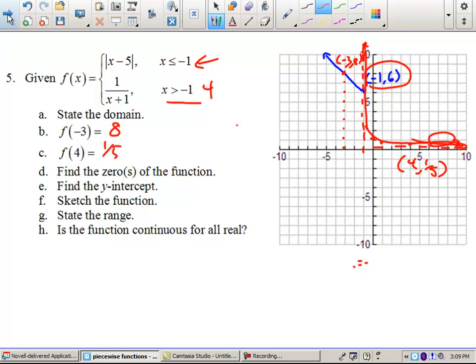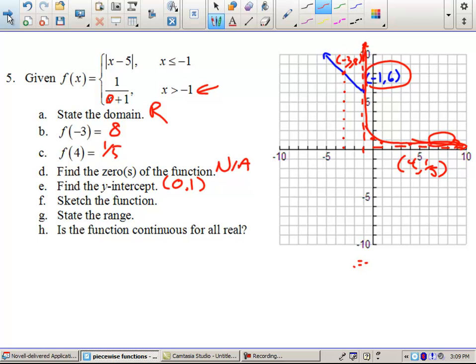The zeros in my graph, well, I never cross the x-axis, not applicable. The y-intercept, I better have a y-intercept if it's going to be continuous, or if the domain is going to be all reals, which I didn't put yet, but I will now. Look, I use every single x value, so the domain is all real. It does have a y-intercept. 0 is greater than negative 1, so I plug in a 0. I think we already had that point. 0, 1. Okay. The function is sketched.